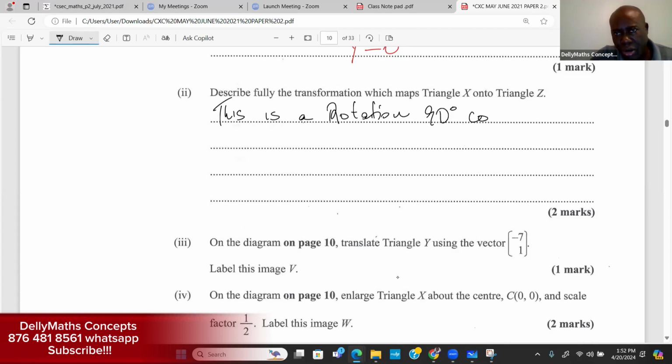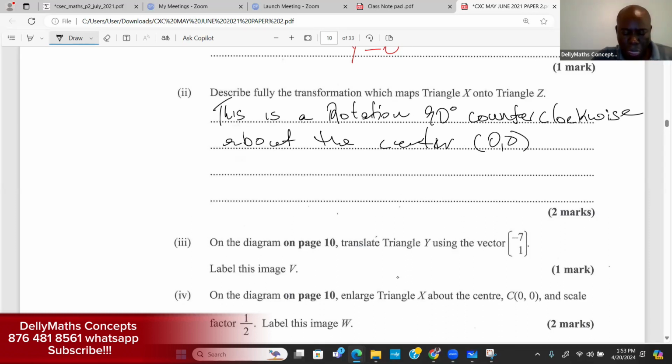A rotation of 90 degrees counterclockwise, or anti-clockwise if you may say, about the center 0, 0. Right?